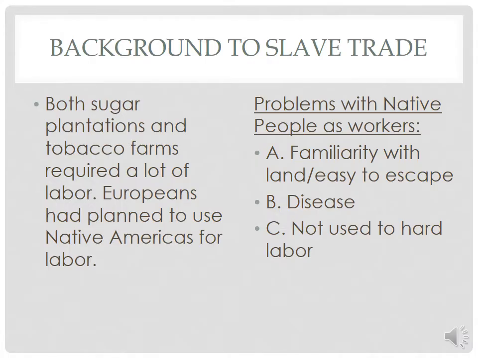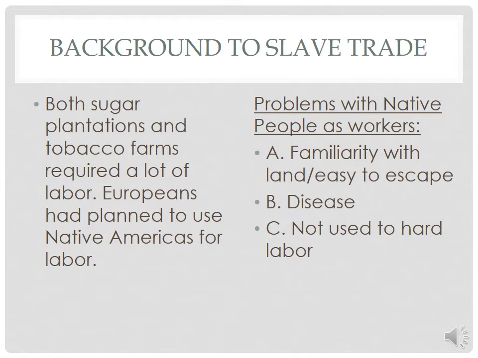So, background to the slave trade: both sugar plantations and tobacco farms required a lot of labor. Europeans had planned to use Native Americans for labor. When the first Spanish Europeans came over and settled in what is now the Caribbean and the present day Bahamas, they set up these sugar plantations and tobacco farms. I had told you in the previous lecture that John Rolfe had stolen a tobacco seed from the Caribbean and brought it to Jamestown.